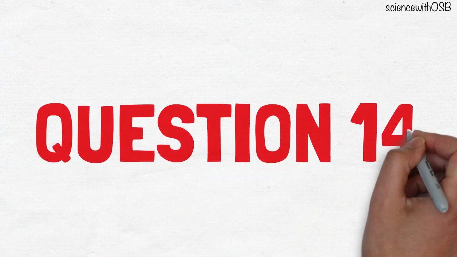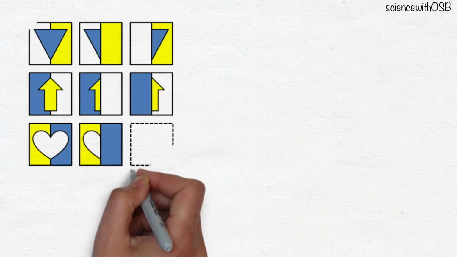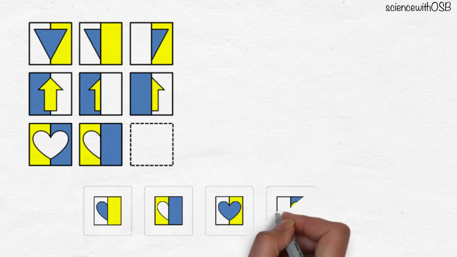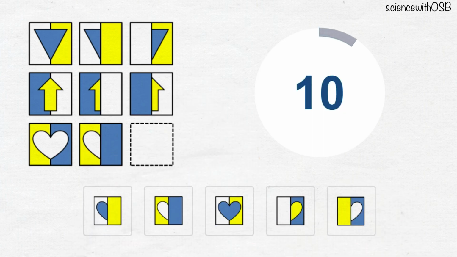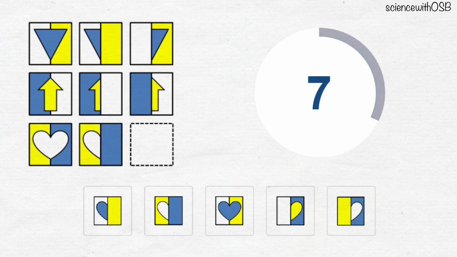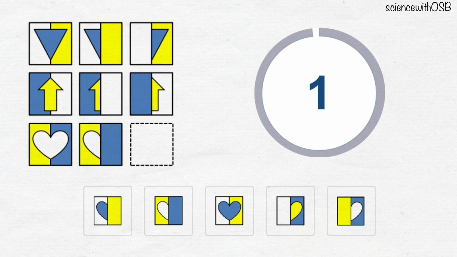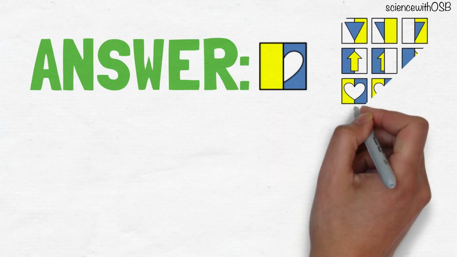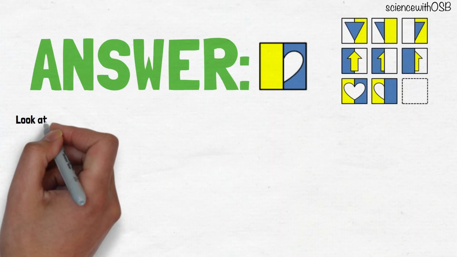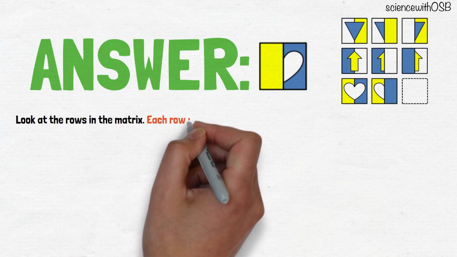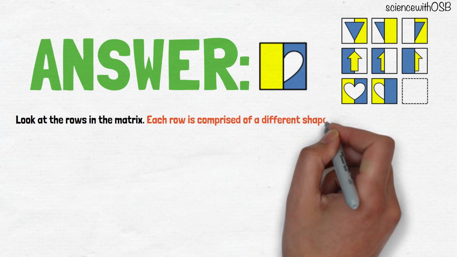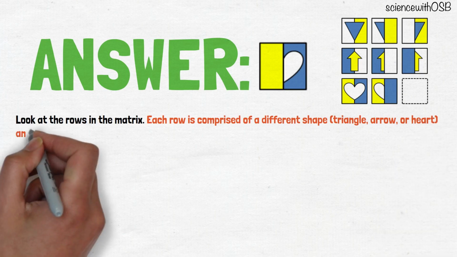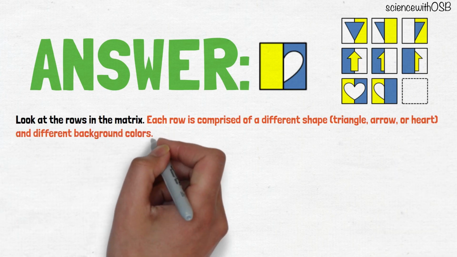Question number 14. Observe the matrix closely. Over here, the correct answer is E. Look at the rows in the matrix. Each row is comprised of a different shape, that is, a triangle, arrow, or a heart, and different background colors.